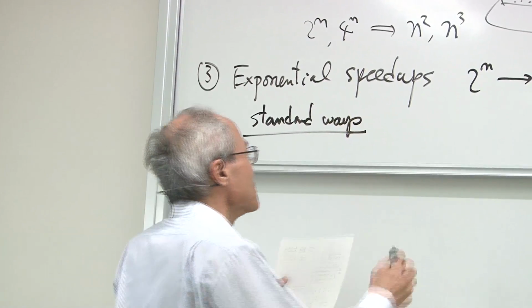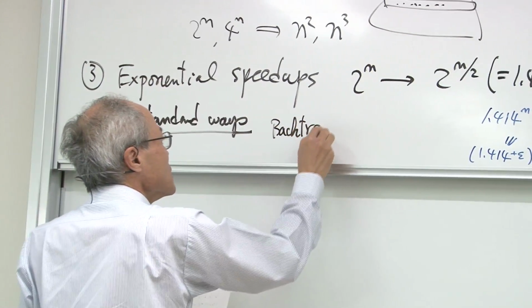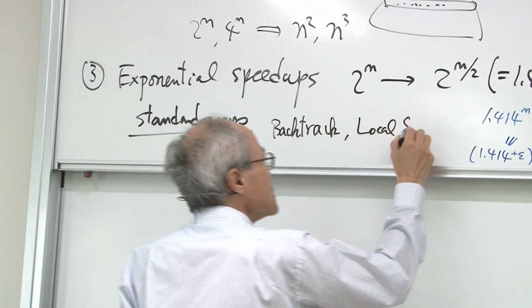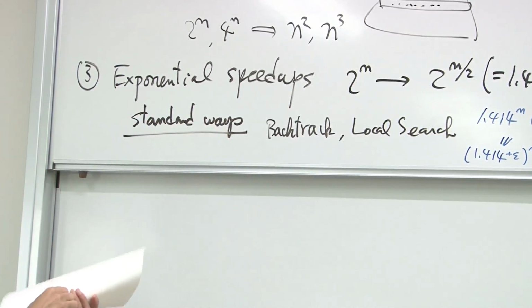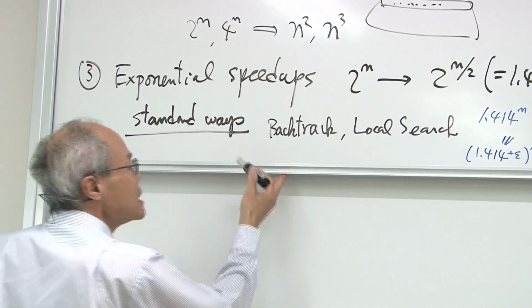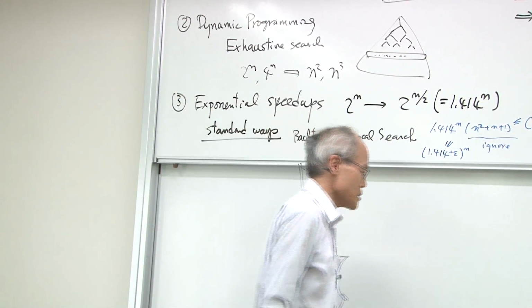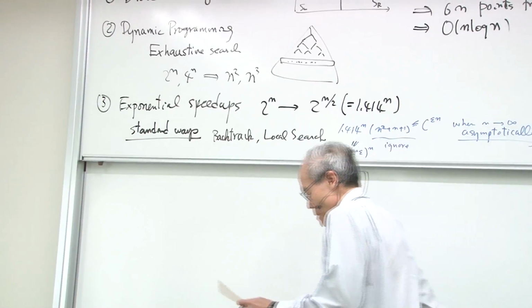Okay, that is backtrack and local search. So I'll show you the two basic techniques for getting exponential speed ups.